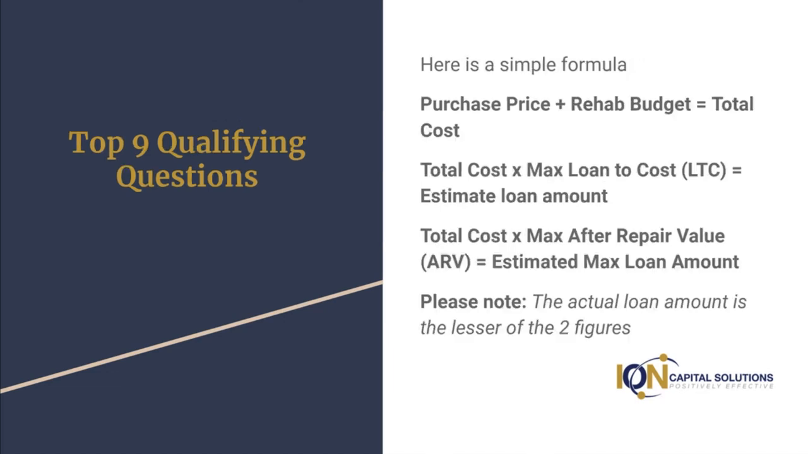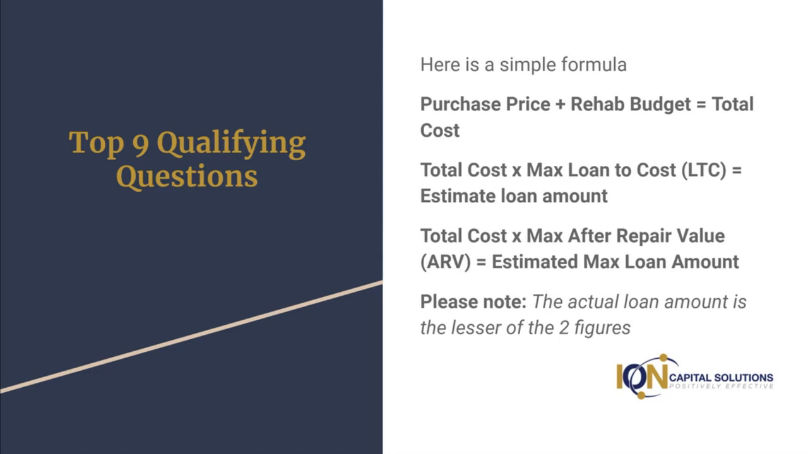So, simple formula. Tell me your purchase price. I add your rehab budget. That's your total cost, total loan to cost. What am I really spending out of pocket? I don't care if the house is worth $300,000. If you're buying it for $100,000 with $50,000 worth of rehab, my numbers are based off of $150,000, not $300,000. So we only lend on your true costs, not on additional equity. We lend on what you're spending on contract.